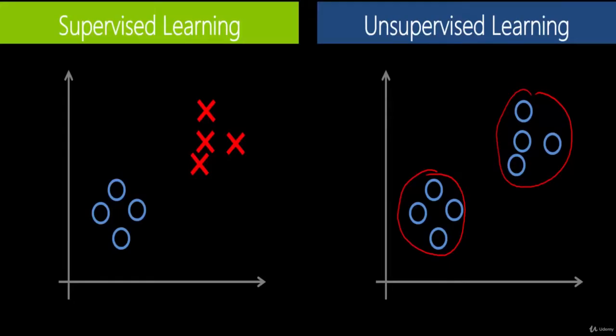As I'm showing here, this is how it looks. On the left side you can see the labeled training data, which is supervised learning. The right side is where we have unsupervised data. It's split into some parts. So that's how we can differentiate between supervised and unsupervised learning.